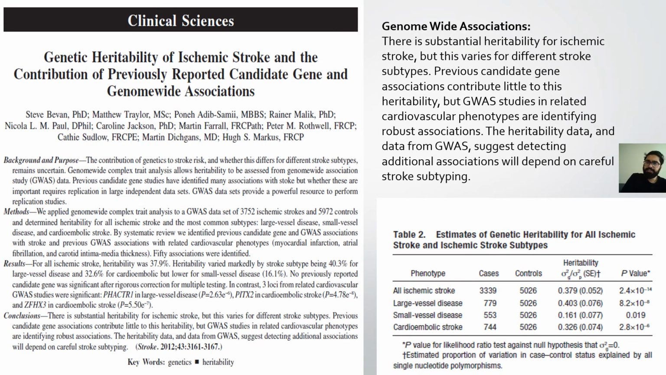So this was the other genome-wide association study, which concluded that there is a substantial heritability for ischemic stroke, but this varies for different stroke subtypes. Previous candidate gene associations contribute little to this heritability, but genome-wide association studies in related cardiovascular phenotypes are identifying robust associations. The heritability data and data from this study suggested that detecting additional associations will depend upon careful stroke subtyping.